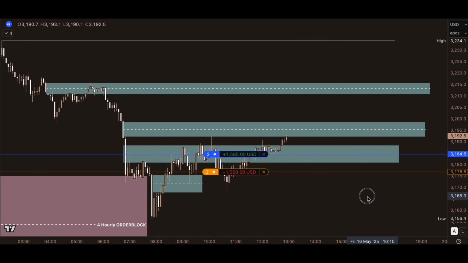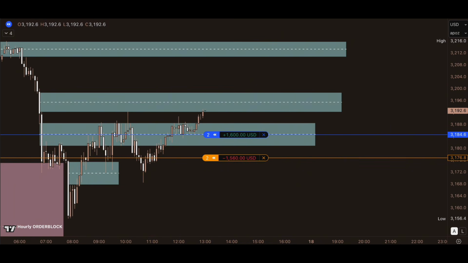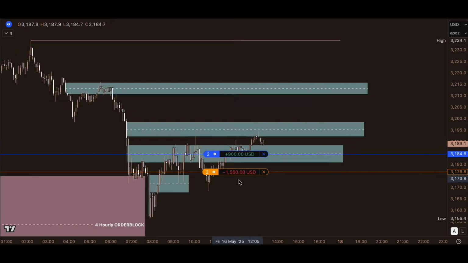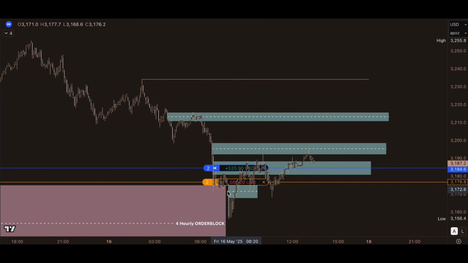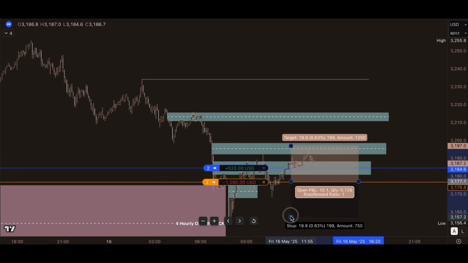Then we go again. Remember, what's our draw on liquidity? This is our draw on liquidity, which I believe is a 1 to 3. Let me check for you guys. So I'm going to do you a disservice. Where did I put the stop loss about?